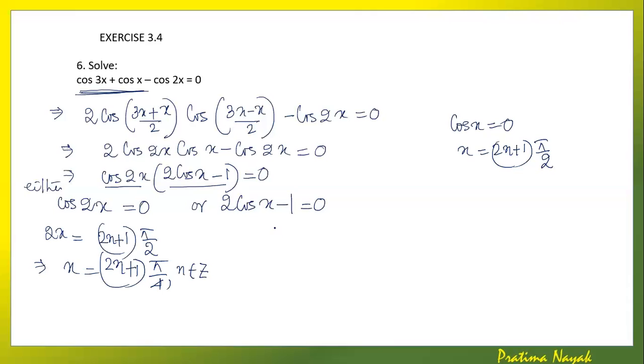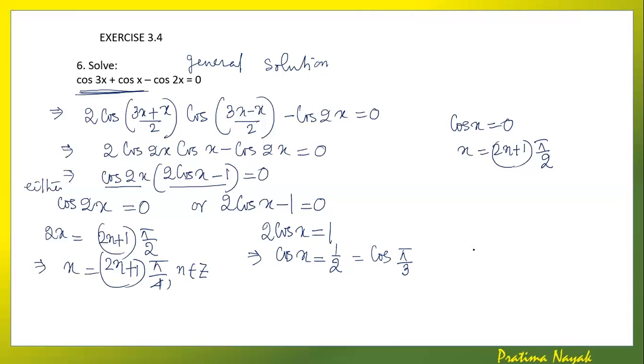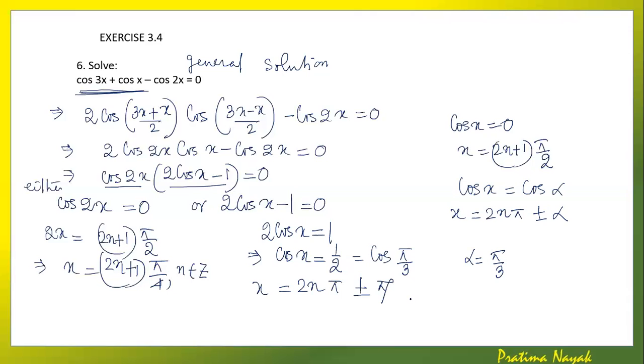Now, come for the second case. Here 2 cos x is equal to 1, or cos x is equal to how much? Half. We have already solved cos x is equal to half, and here we are writing the general solution for this type of question. So cos x is equal to half means cos 60 degrees, 60 degrees means pi by 3. So what is alpha? Alpha is equal to pi by 3. Then you will go for the format cos x is equal to cos alpha, where alpha is pi by 3. Then x is equal to 2n pi plus minus alpha. So what is the answer? Answer will be 2n pi plus minus pi by 3, where n is an integer. So the answer will be in this way only.